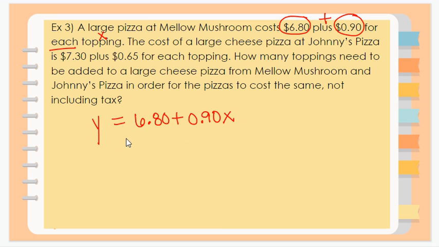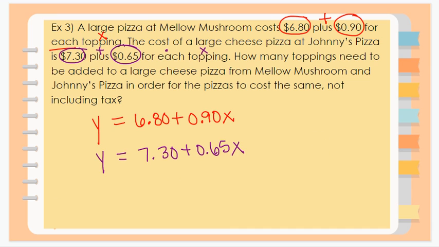So this is kind of like Y equals MX plus B. I just need to flip these really. It could be 90 cents X plus 680, and it would be perfectly in that form. My second equation is the cost of a Johnny's Pizza, which is $7.30 plus 65 cents for each, meaning to multiply, topping. So Y equals $7.30 plus 65 cents for each topping X.